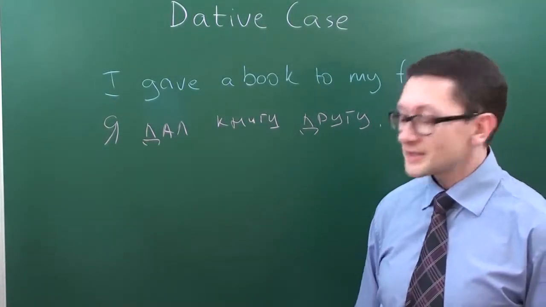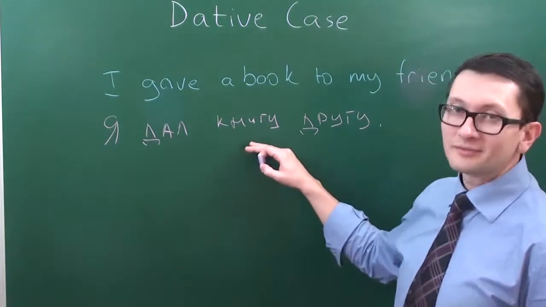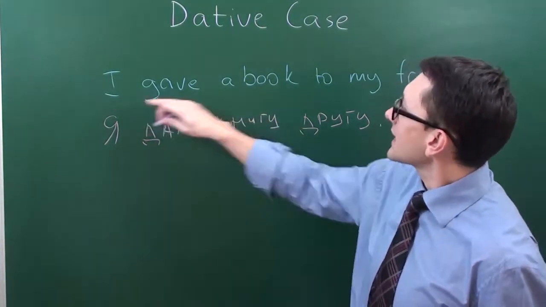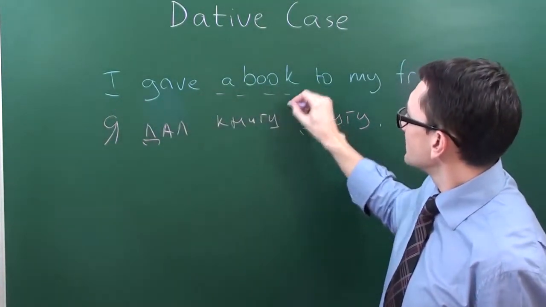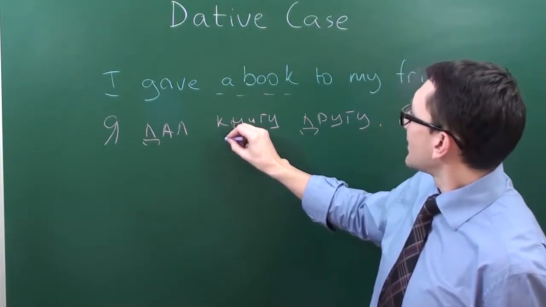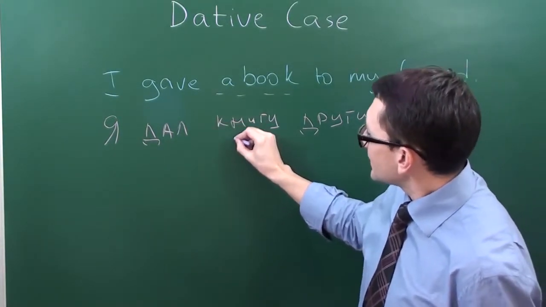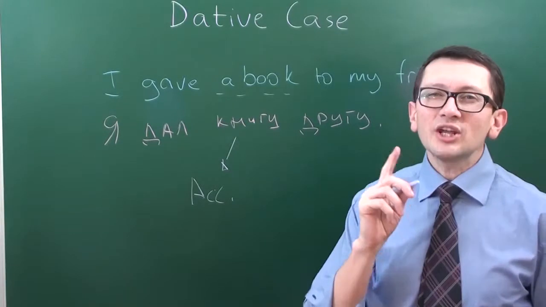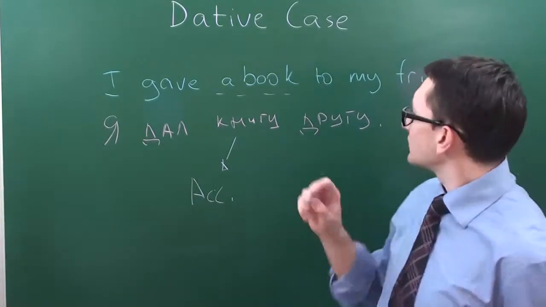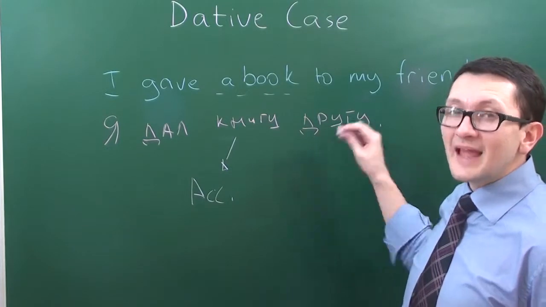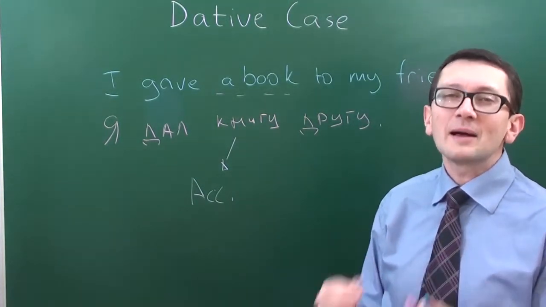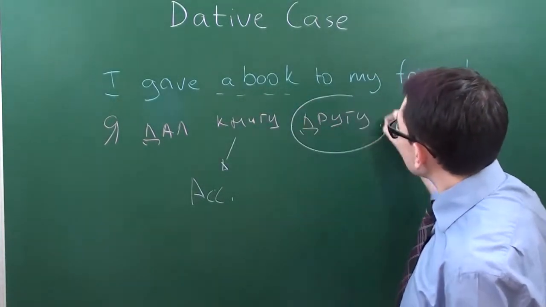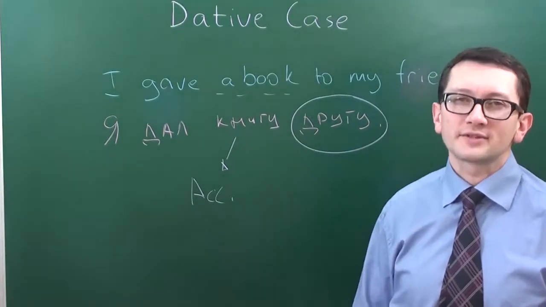As you have already noticed, in this Russian version of the sentence, we use the accusative. In this case, I gave a book, this is an object. I gave a book, то есть я дал книгу, and this is the accusative case. But here we also notice that we use the dative. And this is exactly where the dative comes into place. I gave something to somebody, and in this case it is to my friend.